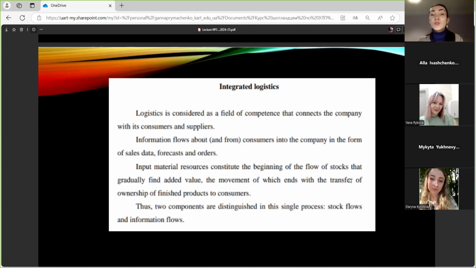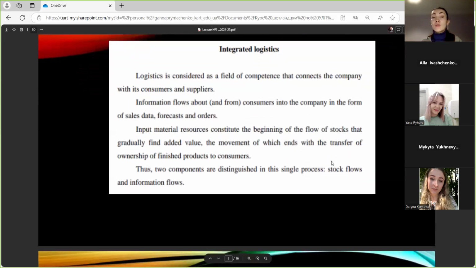Input material resources constitute the beginning of the flow of stock that gradually gains added value, the movement of which ends with the transfer of ownership of finished products to customers. Yes. Thus, two components are distributed in this single process. It's stock flows and information flows. So the main flows in our delivery, of course, are stock flows, because we need to think about materials, goods and other things, and information flows, because we need to know where our cargo is located now, what we could prepare for this period, and what we could do with this cargo now.